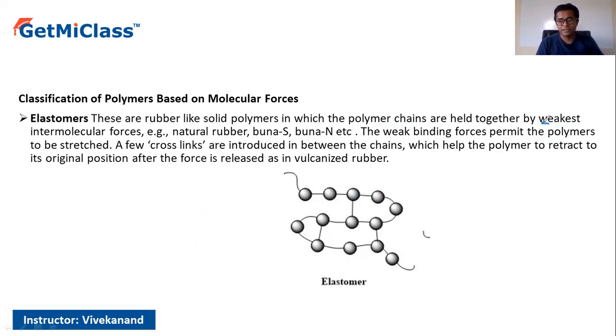So the first character is that these elastomers have weak intermolecular forces. The binding force permits these polymers to be stretched, and if you introduce a few cross links between the chains, the polymers retract to the original position. After the force is released, it comes back to its original position, as we have seen in vulcanized rubber. What is vulcanization of rubber? We will see it in future classes.